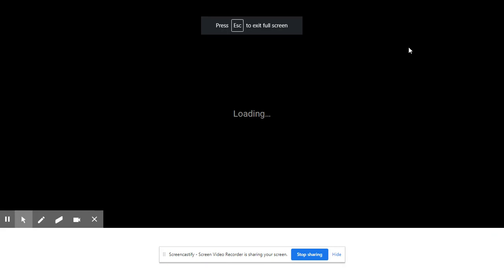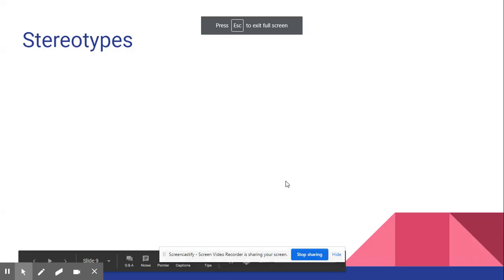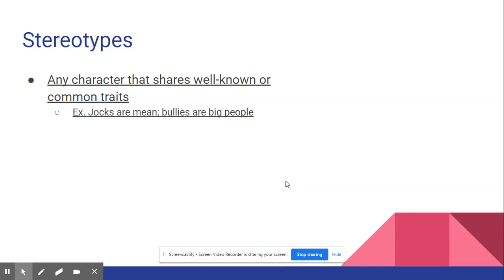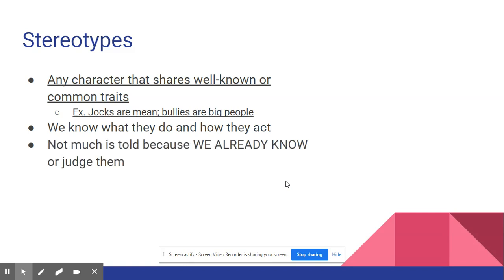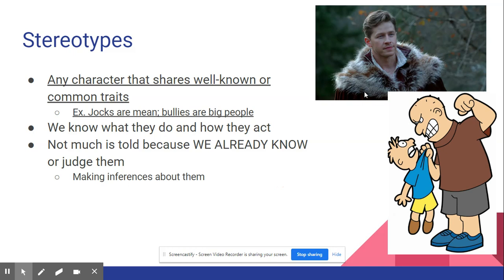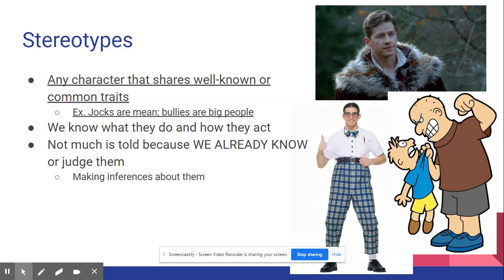And another group of character is a stereotype. So a stereotype is any character that shares well-known or common traits. So jocks are mean, bullies are big people. We know what they do and how they act. Not much is told because we already know or judge them. So we make inferences about them. So an example would be like the jock. The jock is the most popular kid in school. He's good at sports. He has a beautiful girlfriend, or if it's a girl, she is really athletic and has a wonderful boyfriend. The bullies are really big and are just dumb. The nerd talks like this and he's got a bow tie and suspenders.